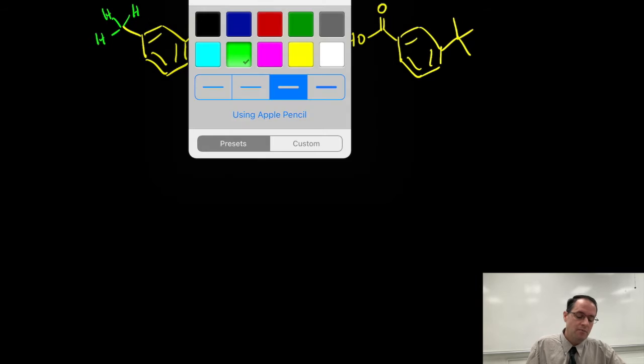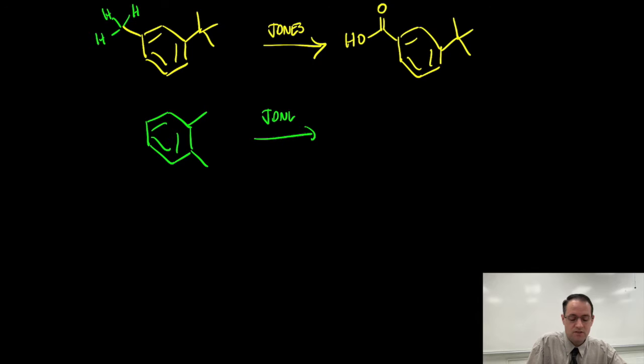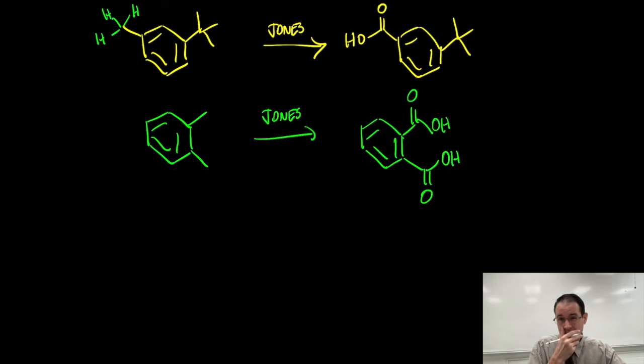Now, if you have a molecule that has two carbons, you're going to oxidize both of them, okay? So if we have a Jones reagent here, this is generally used in excess anyway, this will form benzene 1,2-dicarboxylic acid, okay? So we'll form a carboxylic acid at the 1 position, a carboxylic acid at the 2 position. Okay, so that's a dioic acid.